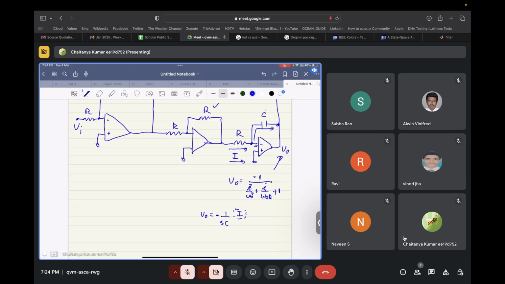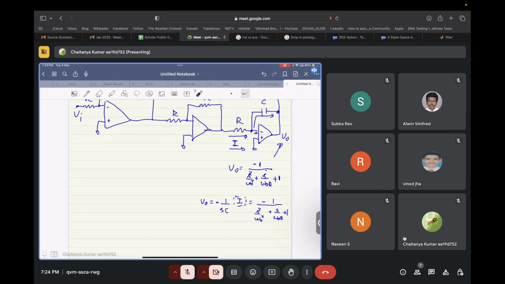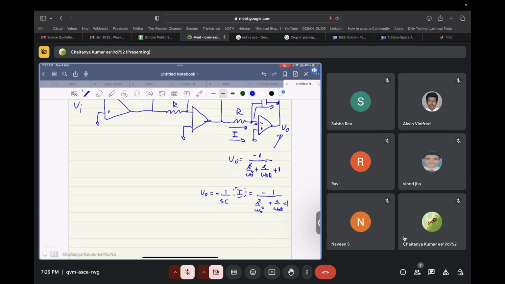So earlier, this minus 1 by SC times I was equal to minus 1 by S square by omega naught square plus S by omega naught Q plus 1. What I want V naught to be is minus, with a factor of A over here. I am saying I won't touch this current I. If I won't touch this current I, what can I do? I can multiply both the sides by A. So what I get is minus A by SC times I is equal to minus A upon S square by omega naught square plus S by omega naught Q plus 1.